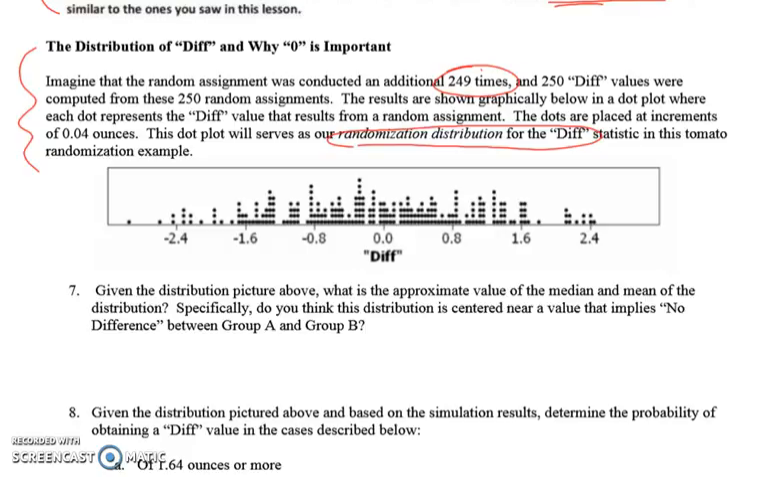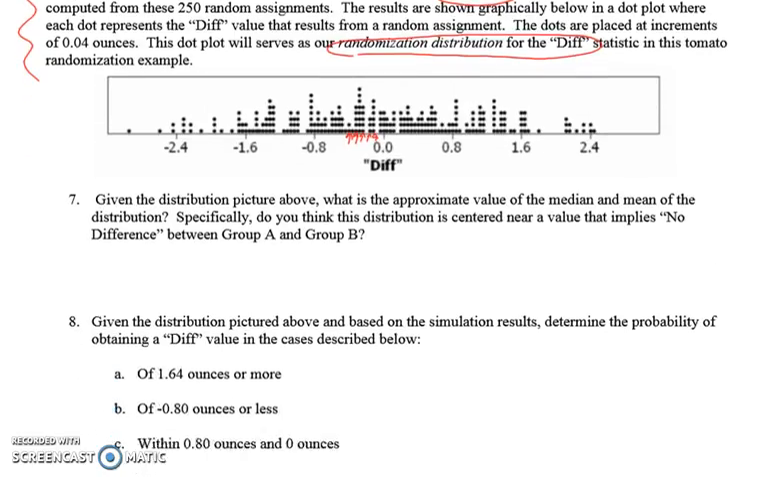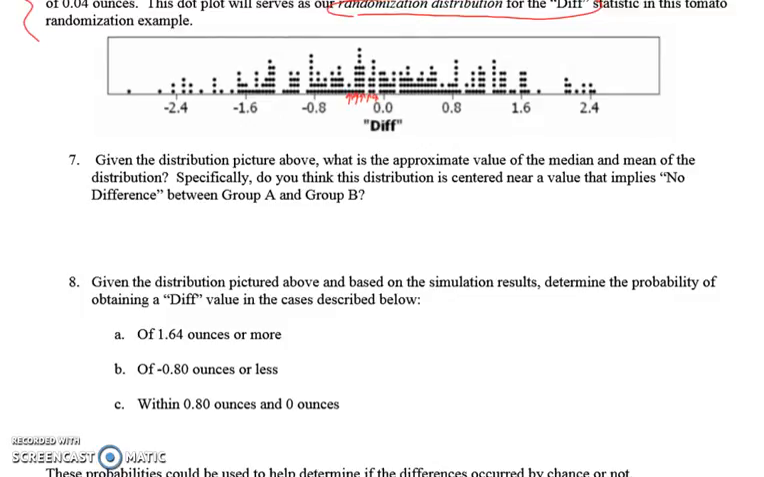So the distribution says the dots are placed at increments of 0.04 ounces. So every one of these dots is going to be at 0.04 ounces. Now that I've just explained what this dot plot represents, again, we're taking those original tomatoes and regrouping them 250 times.